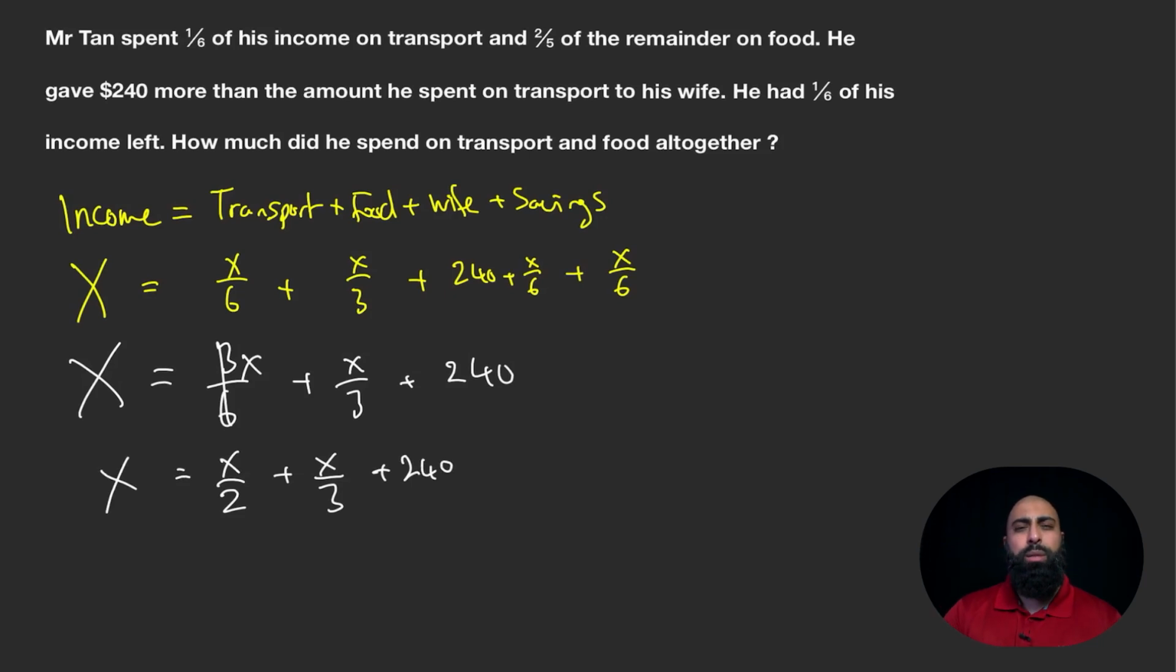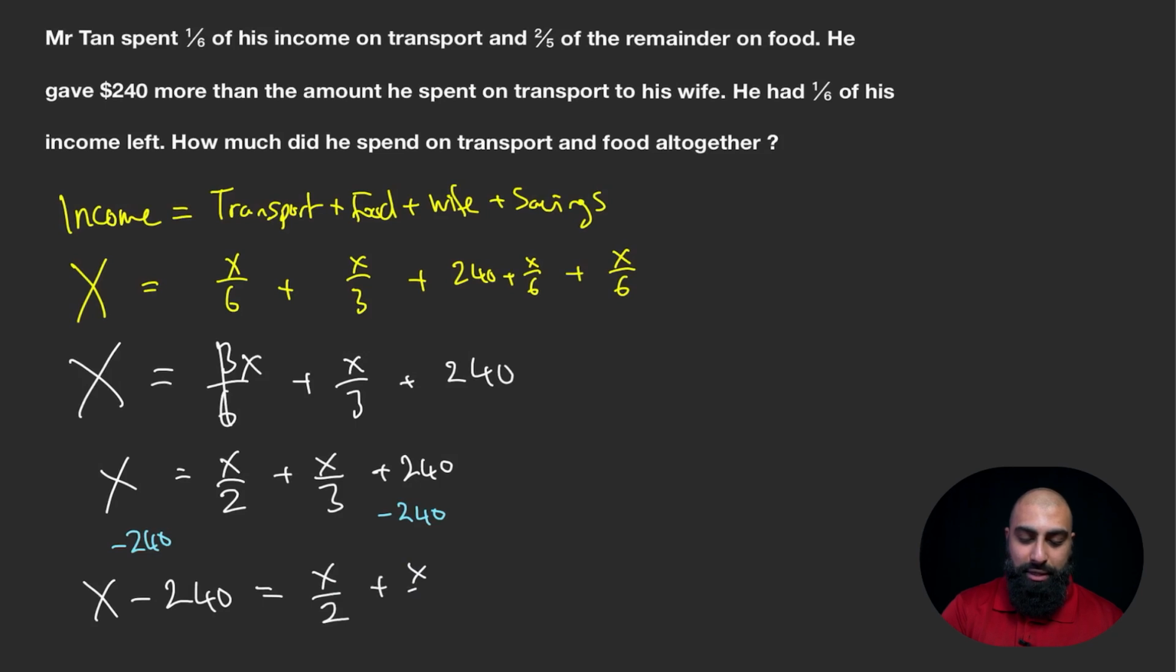Just to make matters a bit easier here, I'm going to subtract 240 from the right-hand side and subtract 240 from the left-hand side. That's going to give us X minus 240 is equal to X over 2 plus X over 3. So we're saying 1/3 of the income plus a half of the income is equal to the total income minus $240.